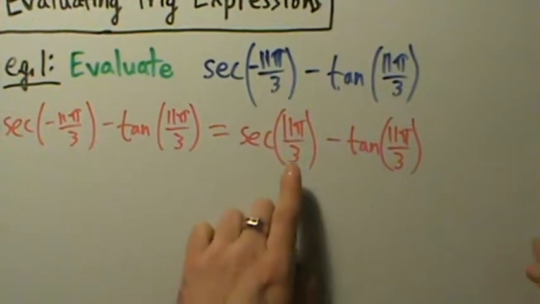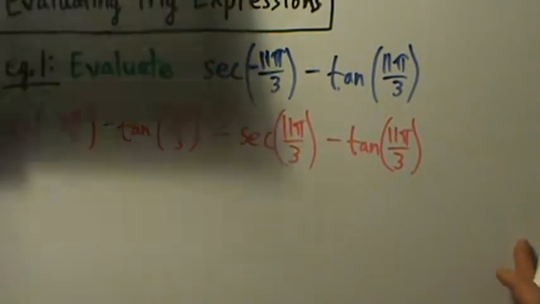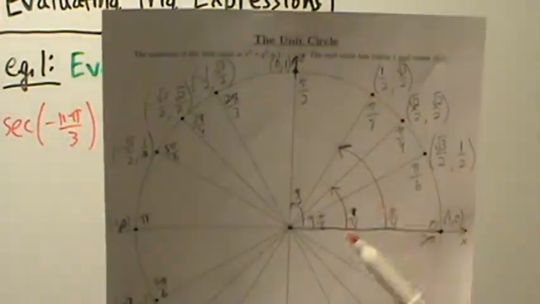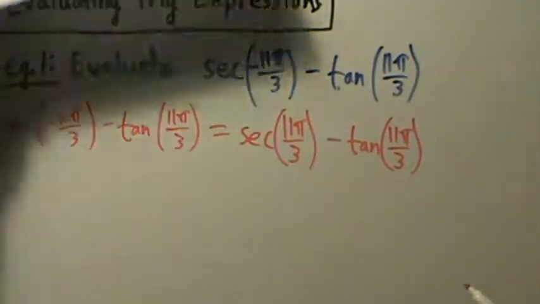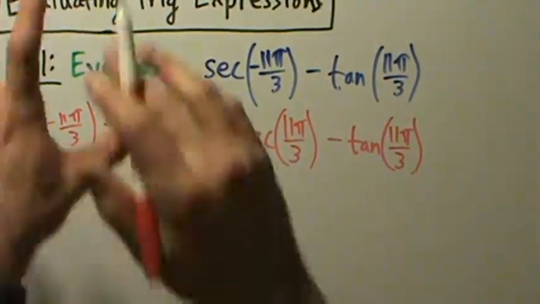What's next? Well, 11 pi over 3, that's kind of big, right? If we go back to our unit circle, or if you aren't allowed to look at it, then maybe you just think about it. Pi over 3, 2 pi over 3, 4 pi over 3, 5 pi over 3. Notice 11 pi over 3 is quite a bit bigger than 5 pi over 3. But if you don't have the unit circle with you, maybe you have to do this on a quiz or a test and you aren't allowed to look at the unit circle.